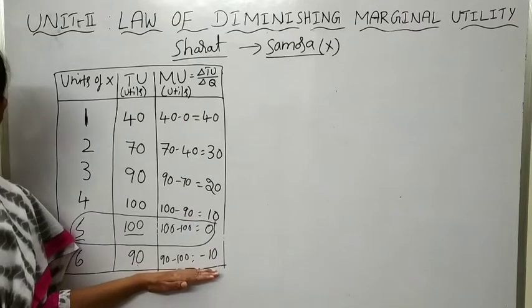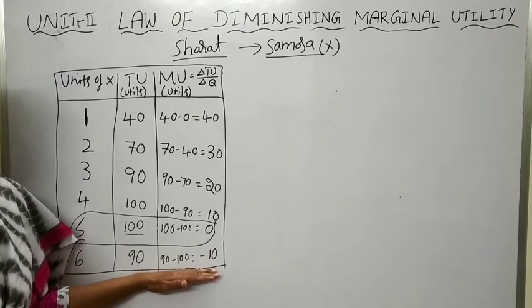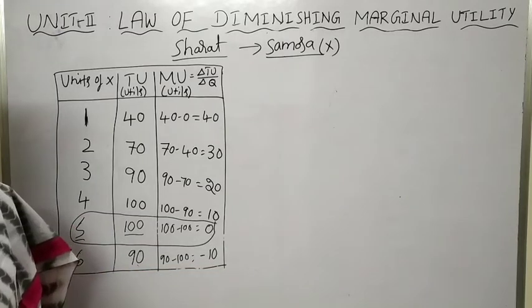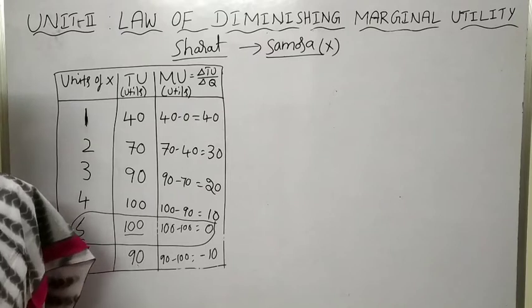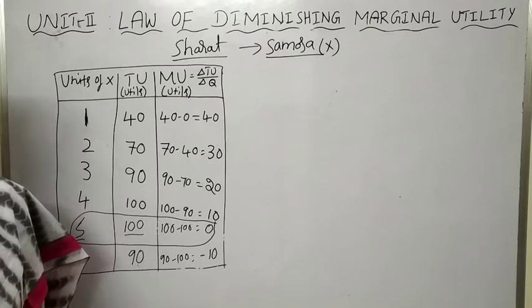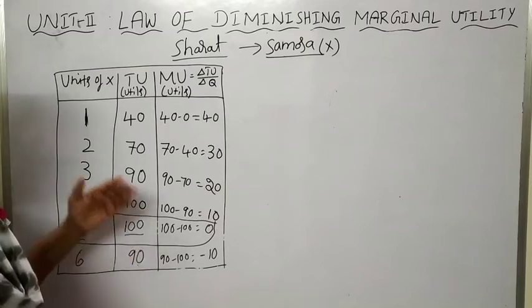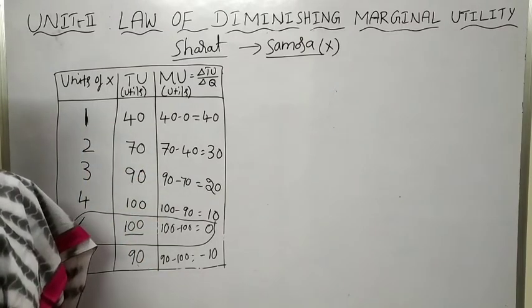Whenever MU becomes negative, it indicates discomfort or disutility to the consumer. So in this way, if a consumer is consuming more units of the same commodity without any time gap, we can find that MU will gradually diminish.